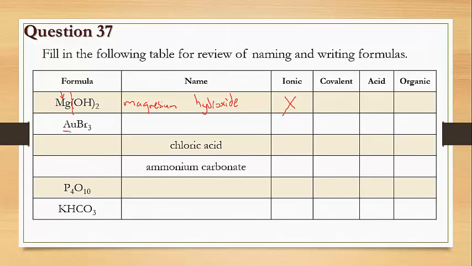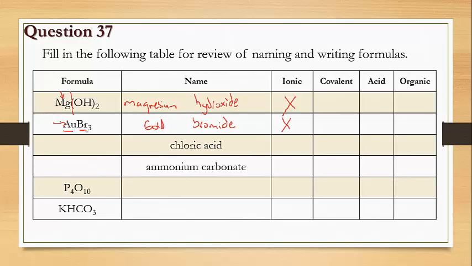Okay, the next one I have gold, followed by the nonmetal bromine, so that is another ionic compound. So I would say gold, followed by brom, single element, so it's ide. Now in this case, gold does have multiple oxidation numbers, so we have to decide what it is.